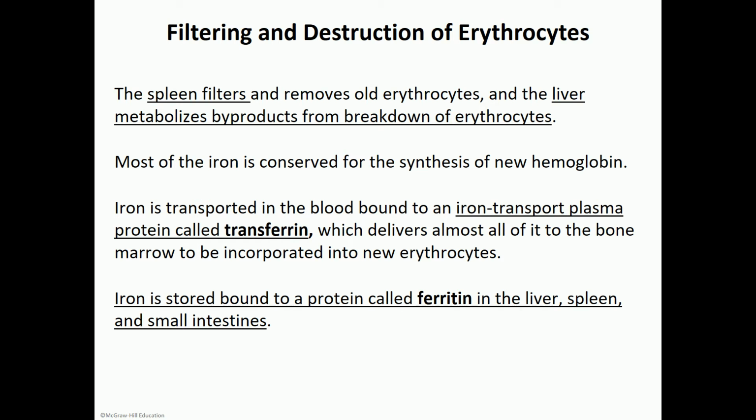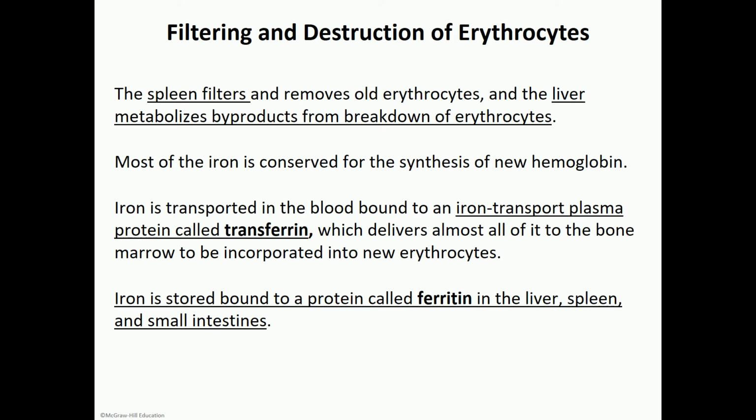Now, what happens to that erythrocyte 120 days later? Well, first off, remember how all of our blood has to be filtered through the spleen, and then the spleen is going to filter and remove all of those old erythrocytes. Again, old is a very relative term, so in this case, it's only 120 days old. And then after being removed by the spleen, those old RBCs are going to move on to the liver, and the liver is going to metabolize the RBC and break it down into its different components.